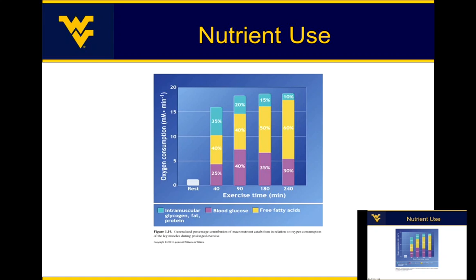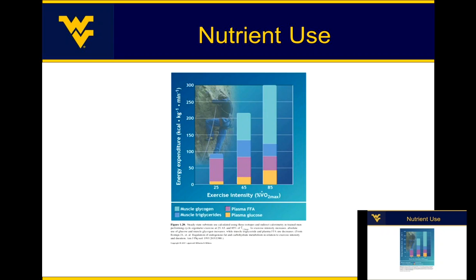That's also true for the percent of blood glucose. You can see it's going down. So the longer you exercise, the more your body must rely on fat, the less it's relying on blood glucose and intramuscular glycogen. So that is duration dependent. How about intensity dependent, or how hard you're doing it?